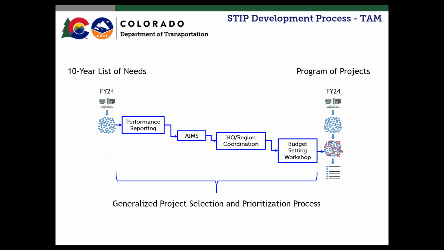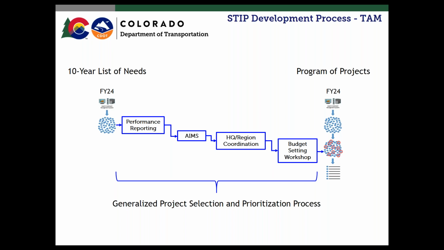Now, this is a rough diagram of our decision-making process. How does something go from a 10-year list of needs to a program of projects? Here, of course, naturally, we start with performance reporting. What does our current condition look like? Then we have our asset investment management system, AIMS, that will take what's already known on our list of needs under the basic philosophy of once a need, always a need, until we actually do something about it.